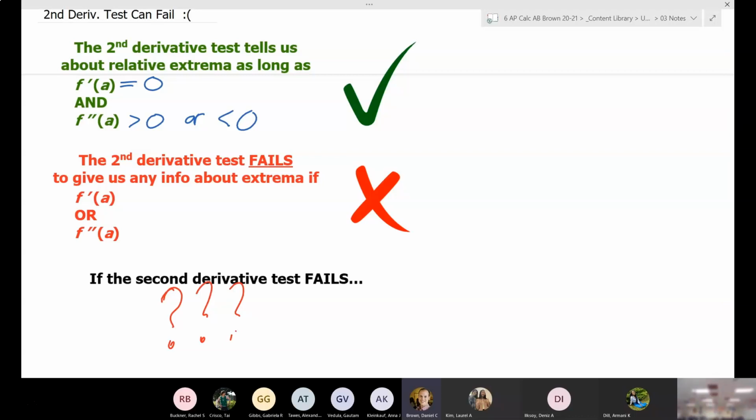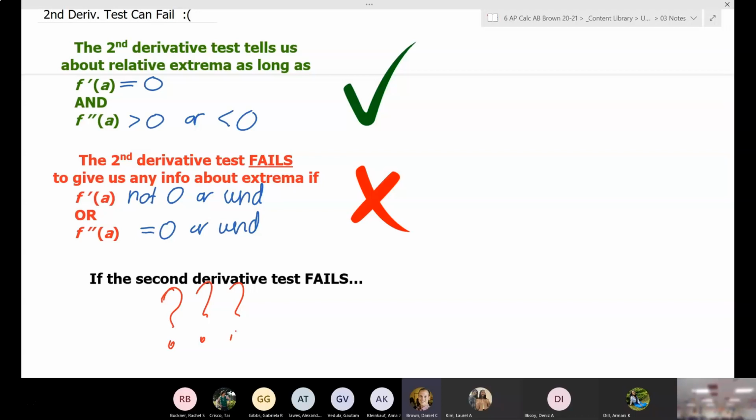The second derivative test fails, meaning it's inconclusive, when the first derivative is not 0 or undefined, and/or the second derivative is equal to 0 or undefined. And I have some diagrams on the next page, like I shared with you in OneNote, so you don't have to draw them all.